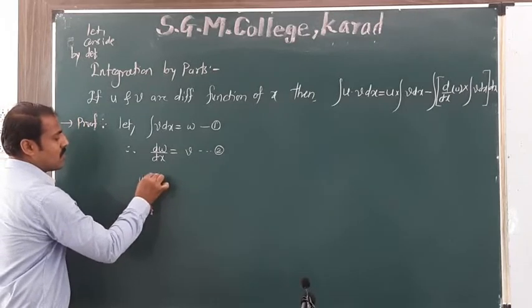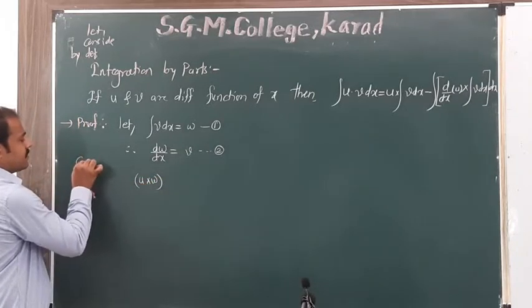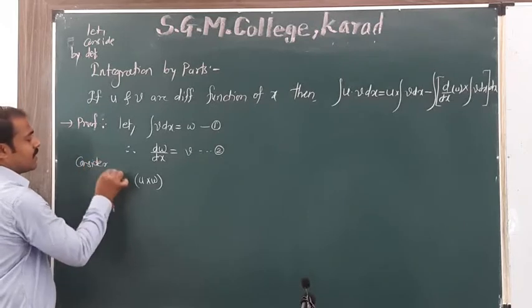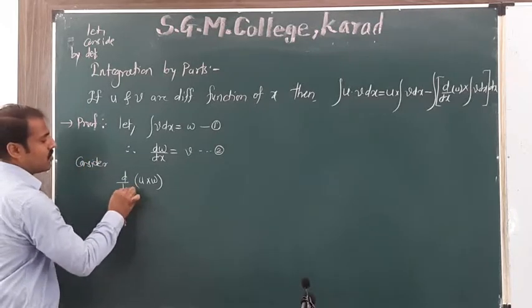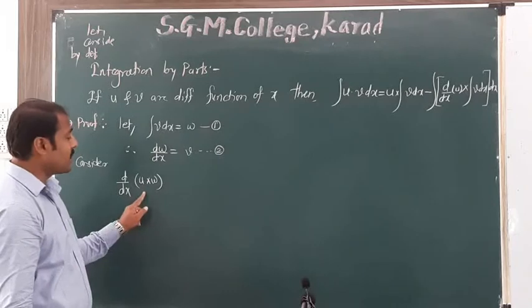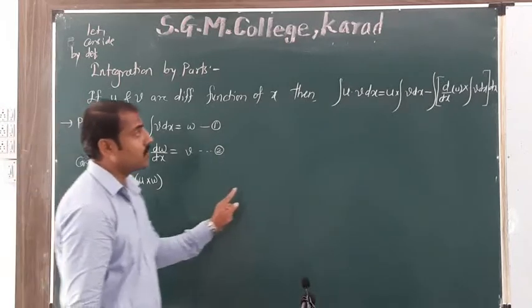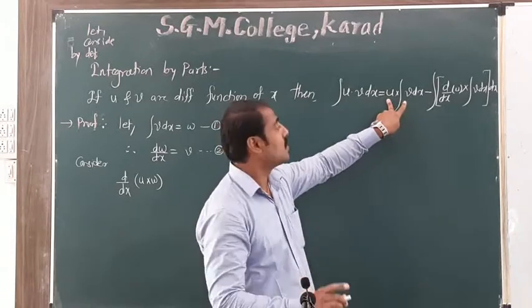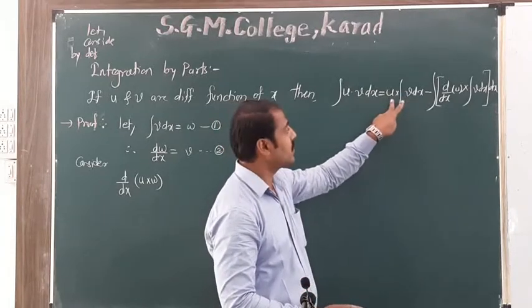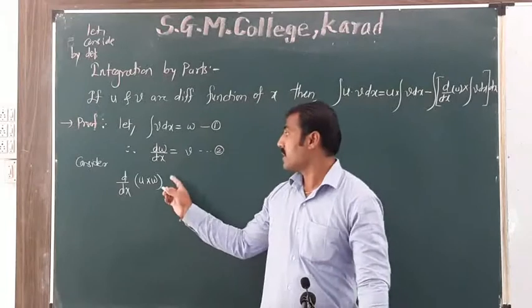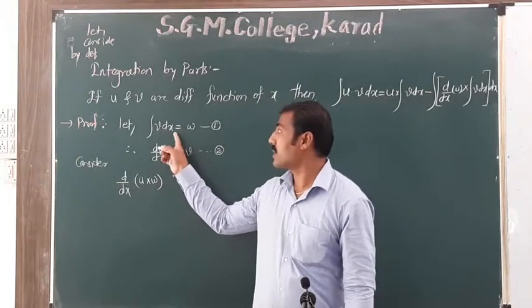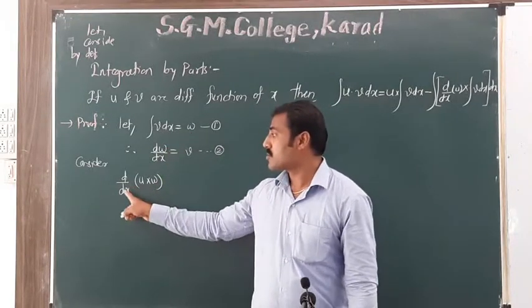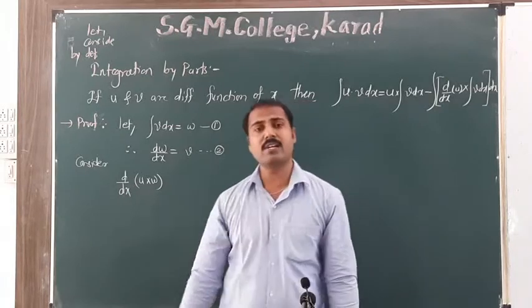So consider d dx of u into w. Why do we consider d dx of u into w? On the RHS, the first term is a product of two functions, u into integration of v dx, and integration of v dx is nothing but w. So I can take here d dx of u into w.